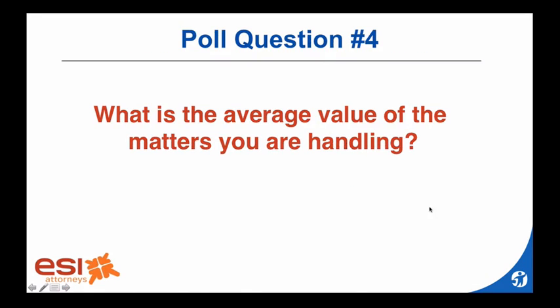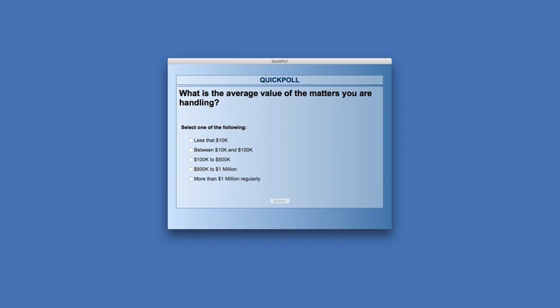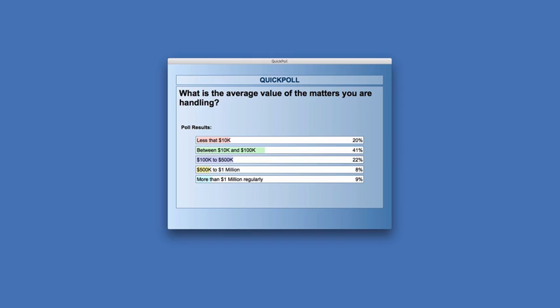Okay. Poll question number 4, what is the average value of the matters that you are handling? And those answers can be A, less than $10,000, B, between $10,000 and $100,000, C, $100,000 to $500,000, D, $500,000 to $1 million, or E, more than $1 million regularly. Okay, great. So if everyone can please select your answer, and I'm going to close the polls. All right, and our results. What is the average value of matters? We said 20% said less than 10K, 41%, so that's our majority, said between 10,000 and 100,000. 22% said 100,000 to 500,000, 8% 500,000 to $1 million, and 9% more than $1 million regularly. Okay, the majority of our folks are between A and B.